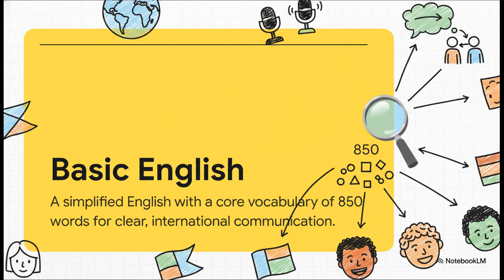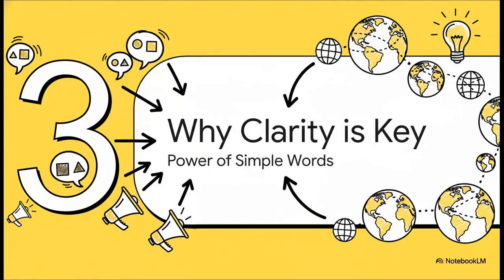So what is Basic English? Well, think of it like a super concentrated, ultra-clear version of the language. It was created with a very specific mission: to use just 850 essential words to say pretty much anything you need to say. The whole goal was to make it easier for people all over the world to talk to each other without getting tangled up in misunderstandings. But why? Why go to all that trouble just to create a system with so few words? Well, because in a world that's so interconnected and full of complex ideas, clarity is basically a superpower.